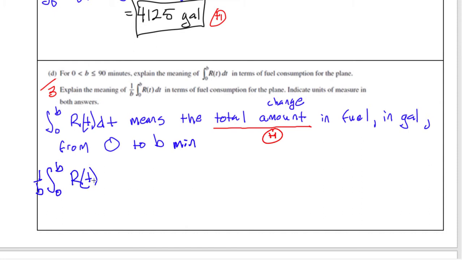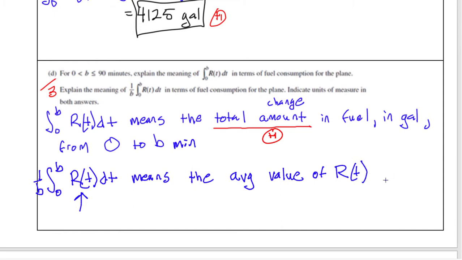Now it's basically the same thing. I'm taking the total amount, but now dividing it by b, which is really b minus 0. Whenever you have a fraction out front, it's usually talking about an average, and in this case, it is an average. So this thing dt means the average value of whatever we were talking about. We're talking about R of t here, so it's the average value of capital R of t. And again, do your units in gallons.